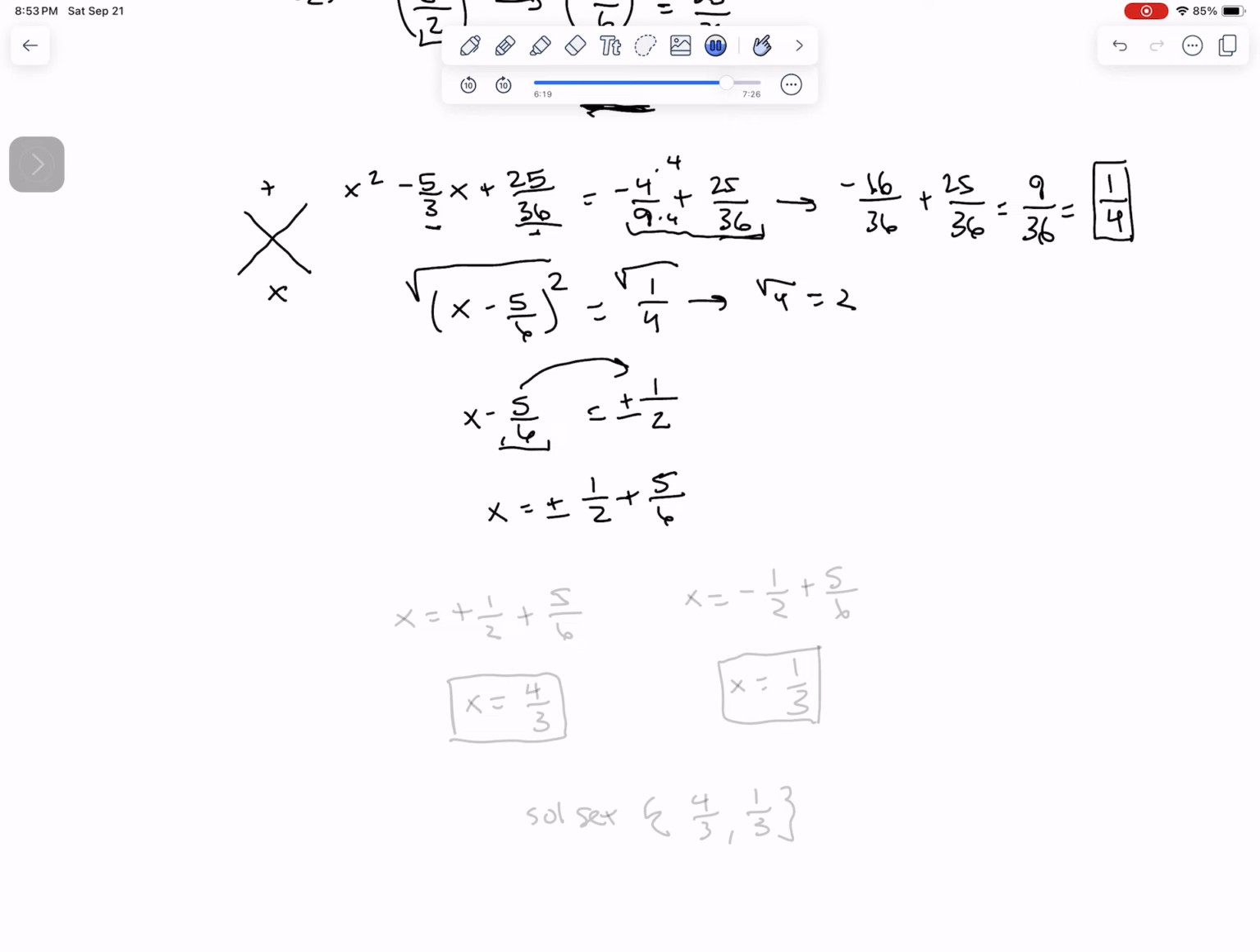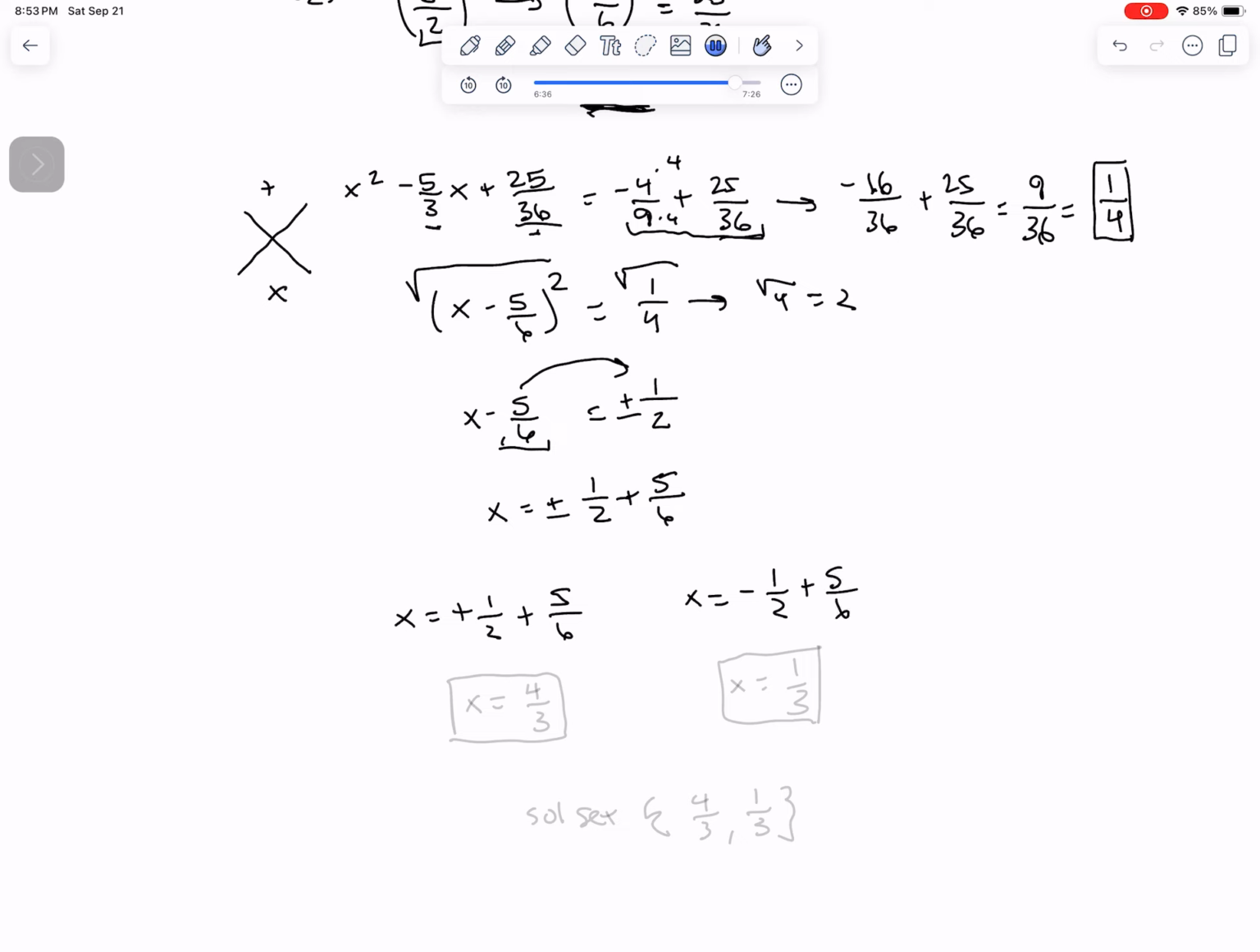So now what I have to do is find my two solutions, because remember we have a plus or minus. So I'm going to do one here, and I'm going to do another one here. So I'm going to do the plus here, and I'm going to do the minus. So plus 1/2 plus 5/6, and then minus 1/2 plus 5/6.